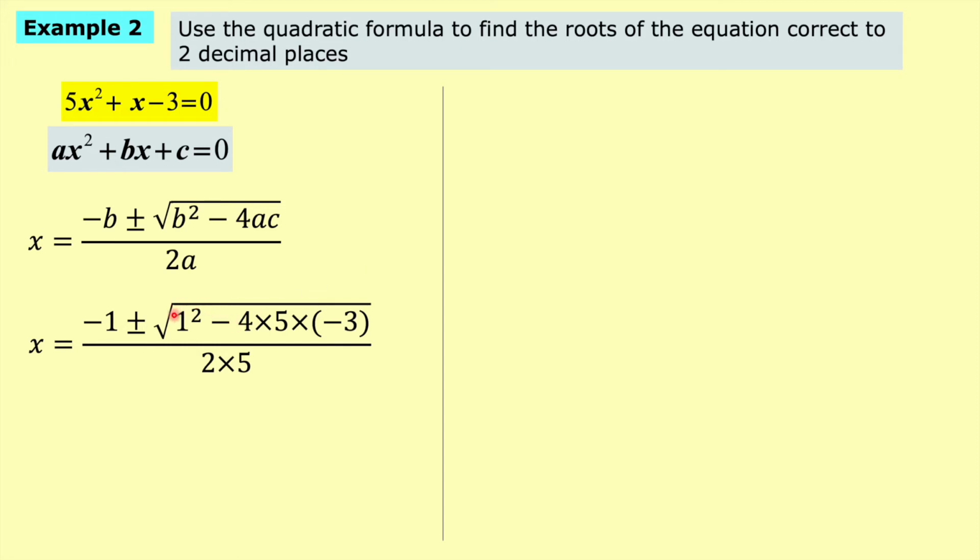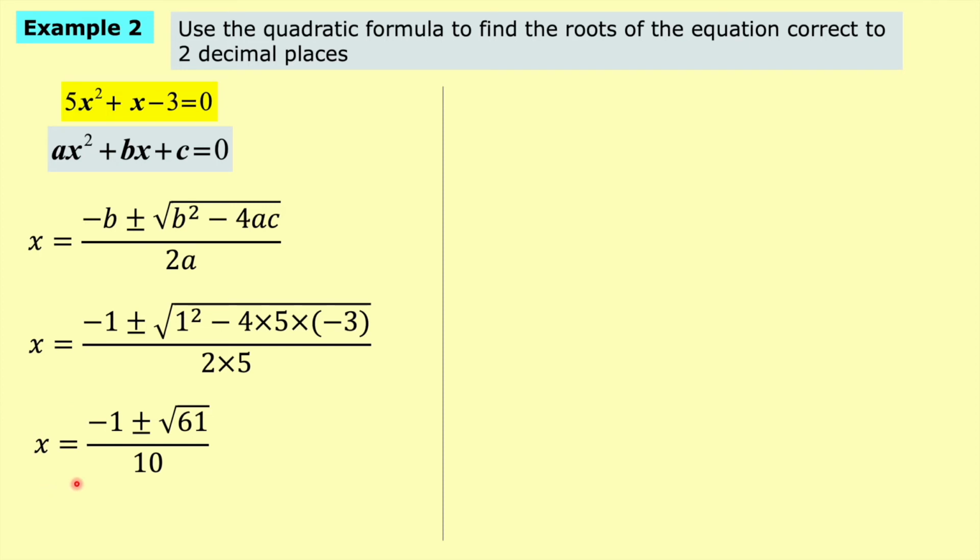So now we're going to simplify everything that's underneath this square root. So we've got 1 squared, subtract 4 times 5, which is 20, times negative 3, which is negative 60. But because we're subtracting negative 60, we're then going to add it. So it's 1 add 60 to give us 61, and then 2 times 5 to give us 10.